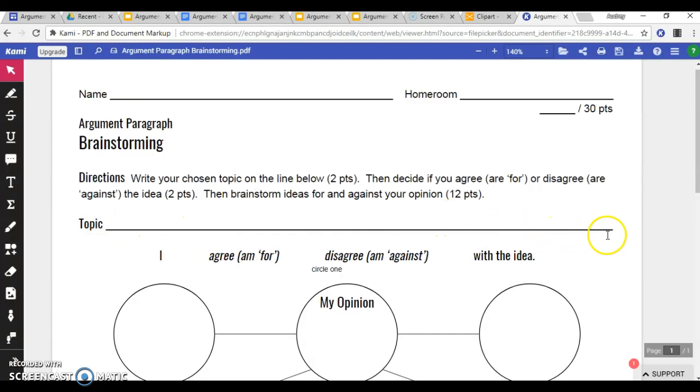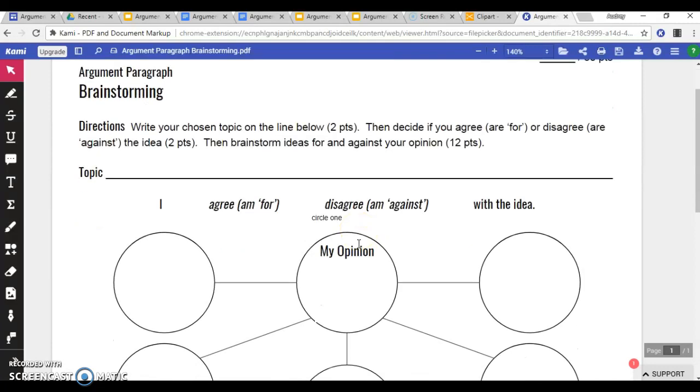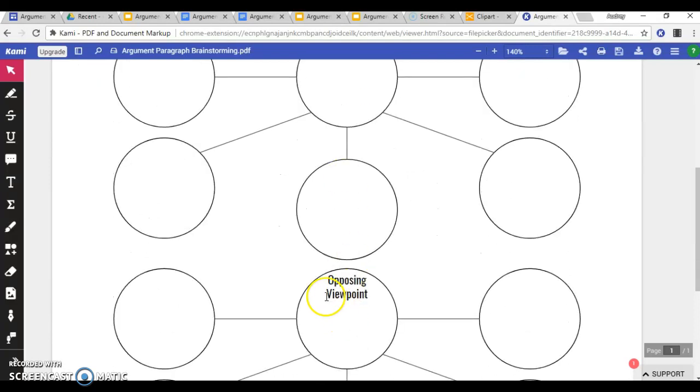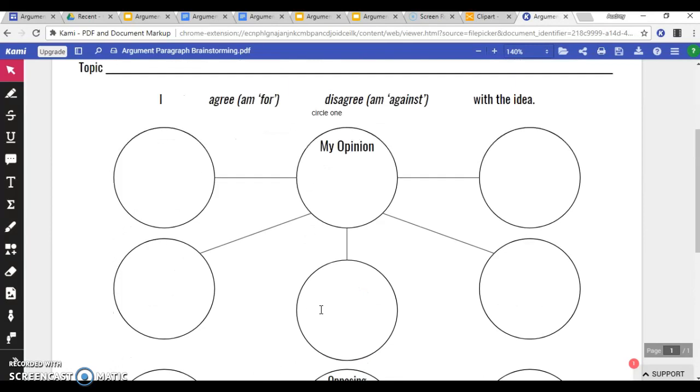So on this topic line, you're going to write one of the approved topics. There are 4 for you to choose from. Once you've written down the topic, you're going to circle either that you agree or you disagree. And then you're going to move on to the brainstorming webs below. In the brainstorming webs, where it says My Opinion, you're going to write your opinion on the issue below. Where it says The Opposing Viewpoint, you're going to write the opposite opinion of yours.